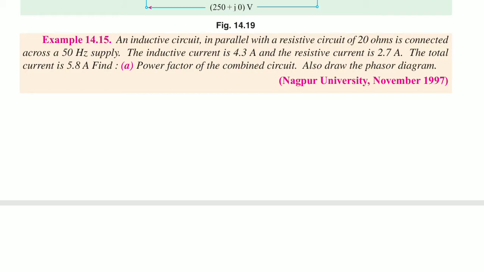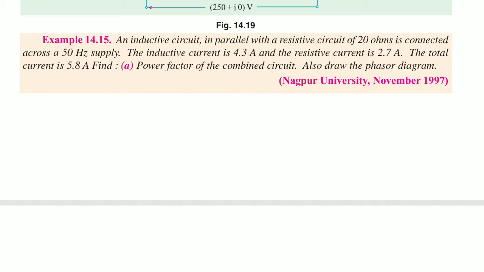The inductive current is 4.3 amps and the resistive current is 2.7 amps. The total current is 5.8. What they are asking in this question: first, the power factor of the combined circuit, and next, draw the phasor diagram.